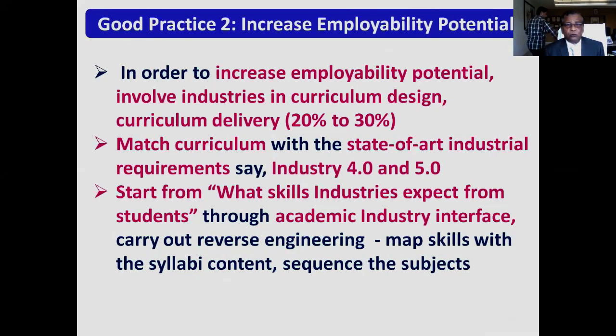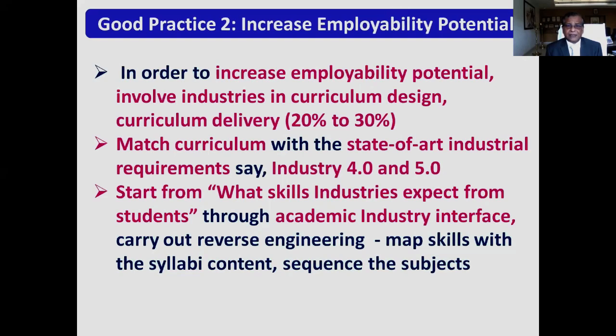Then good practice 2, increasing the employability potential. In order to increase employability potential, it involves industries in curriculum design and curriculum delivery, 20 to 30%. We introduce these industrial components in most of the curriculum, matching the curriculum with the state-of-the-art industrial requirements, say Industries 4 and 5. During this year, 2021, most of the universities introduced the Industry 4 and 5 components. In Bharatiya University, we introduced them in all our curriculum.